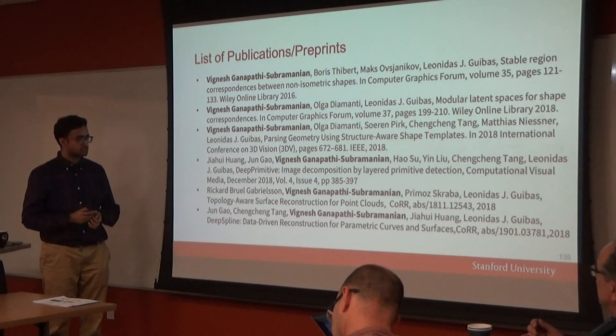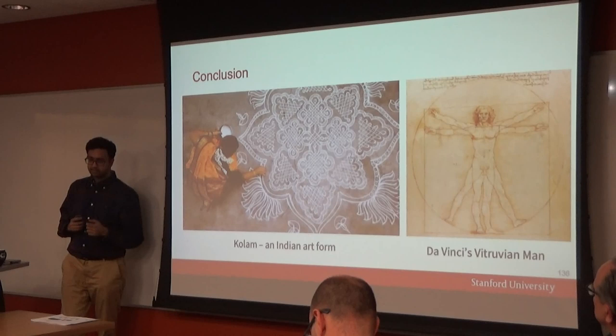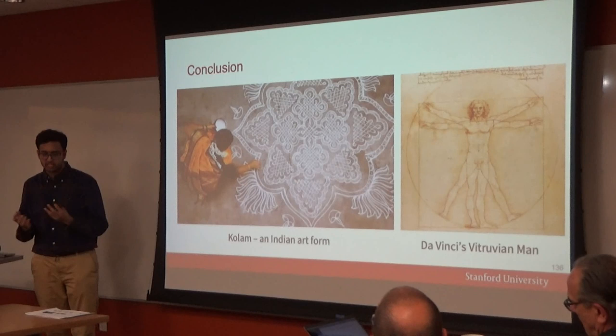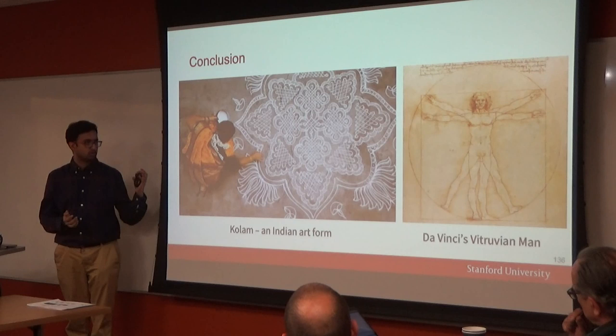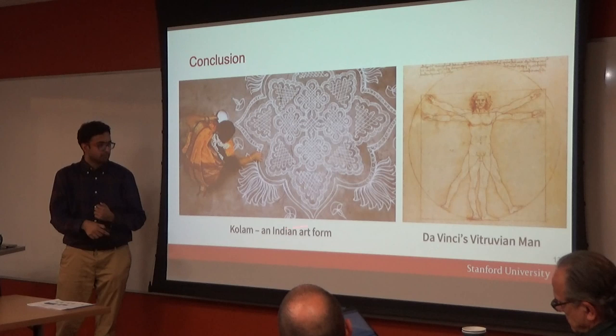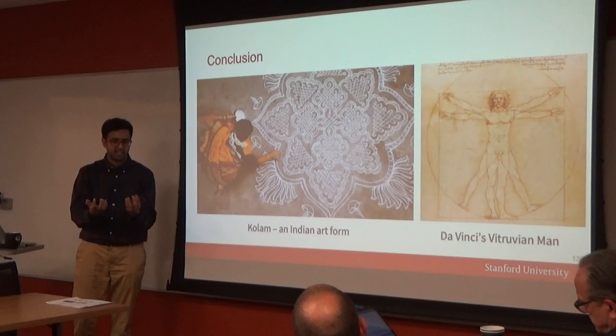To conclude the technical section of my talk, I'd like to say that this problem of shape similarities, shape relationships, and understanding these relationships is something that's been in vogue for a long time. Two academic cultures, the Indian academic culture and the European academic culture, since 500 BC, people such as Pythagoras, Euclid, the Kerala School of Calculus, down to the modern day, even the medieval times, such as the Indian art form of Kolam or Da Vinci's Vitruvian Man, have tried to use this information about shape relationships to understand nature, symmetries, and other things that show up in nature.